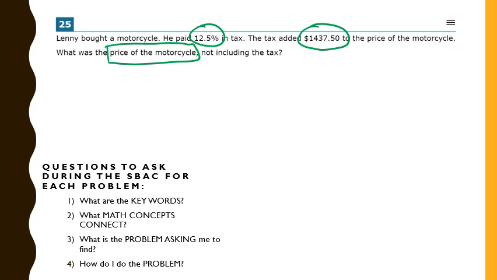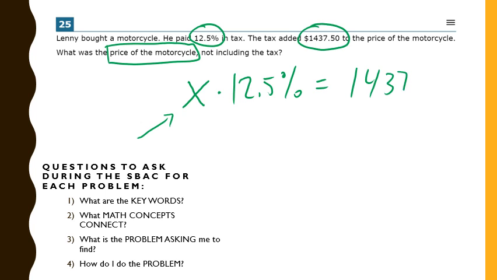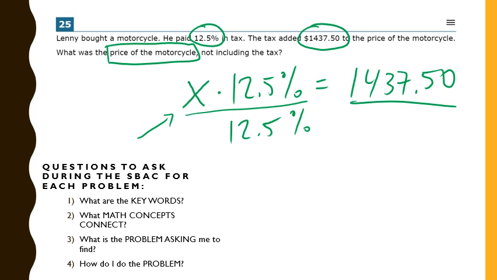In reality, the scenario is this. Whatever the motorcycle was worth, which I'm saying is X here, so the original price of the motorcycle X times 12.5% would give you $1,437.50. So it's a much different problem than just multiplying the two numbers together, because if I want to solve for X, what I really need to do is divide both sides by 12.5% to find my original sales price.